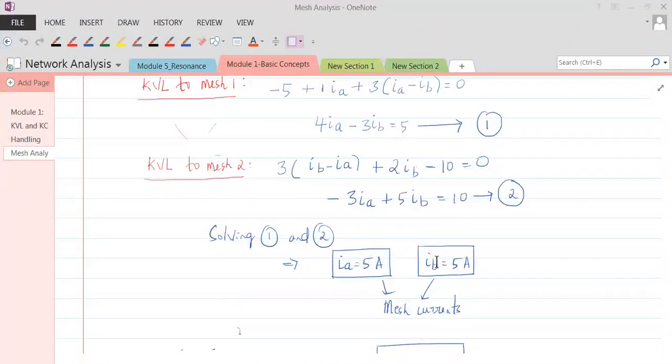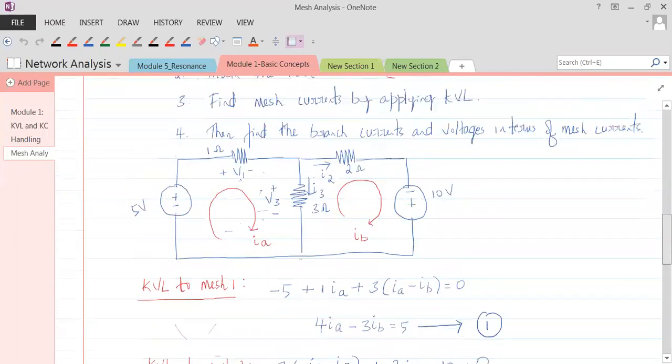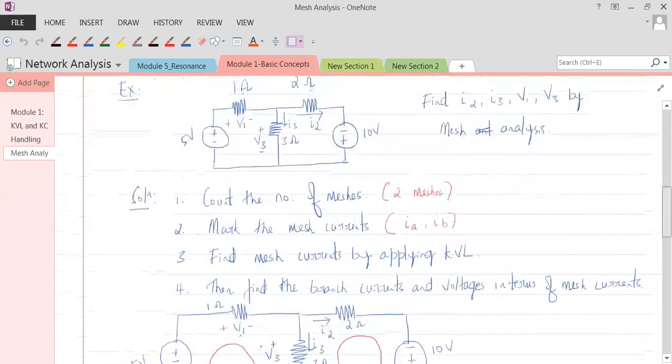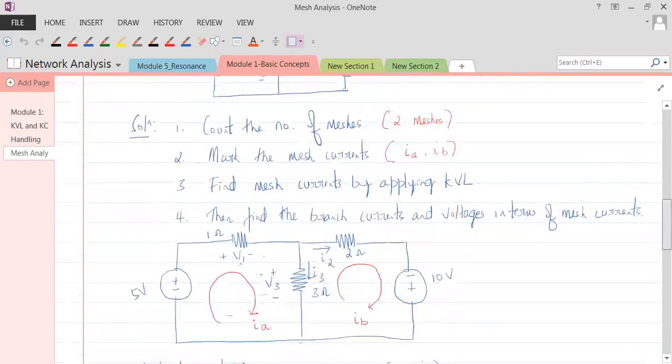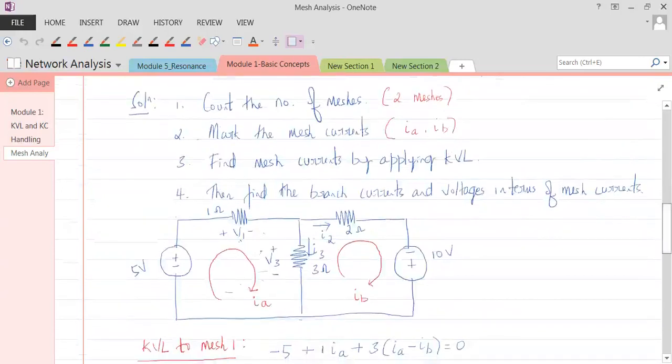We have found out 5 amps and 5 amps. And what is that we have found out? We have found out IA and IB, and these are mesh currents, mind you. Now, they are not something that they've asked us to find out. What is that they've asked us to find out? See here, everybody, they've asked us to find out I2, I3, V1 and V3 by mesh analysis. So how to do that? Since we have mesh currents in our hand, we need to express the branch currents and branch voltages in terms of the mesh currents.